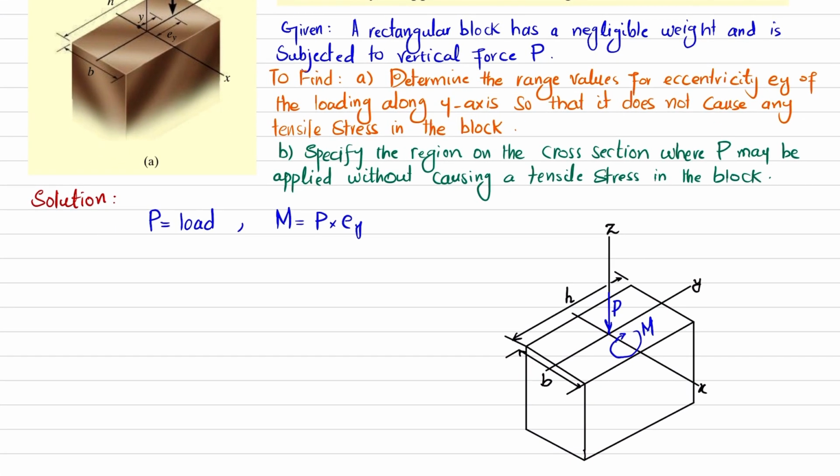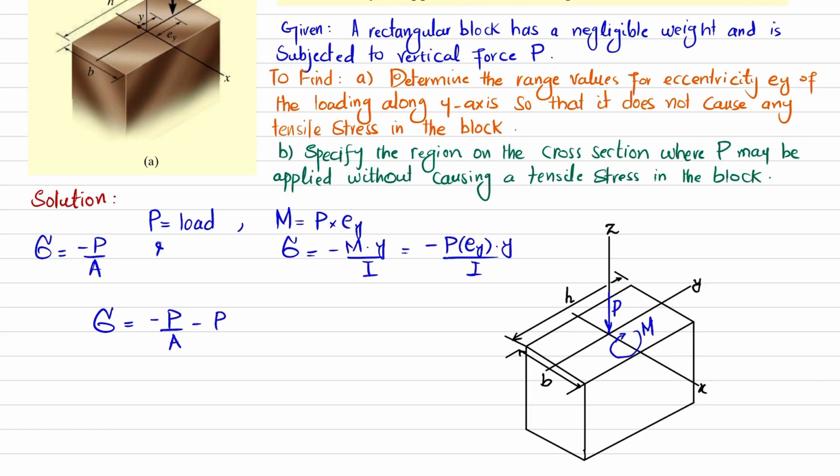Now you can see this is the combined loading where you have P load that is compressive. So due to this P load, we have stress equal to minus P divided by A, and due to this moment we will have bending stress equal to minus M into y divided by I. If you put the value of M, you will get minus P times ey into y divided by I. So total stress will be equal to minus P divided by A minus P into ey into y divided by I.